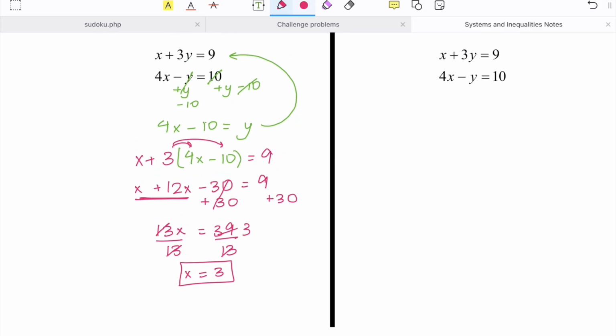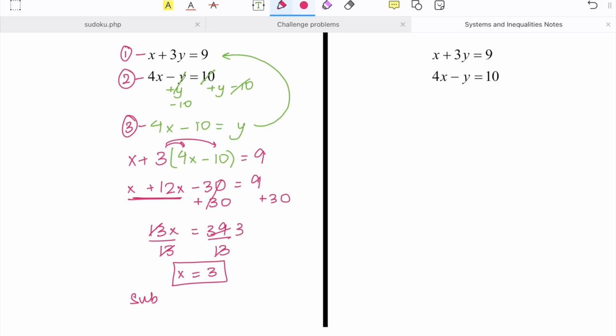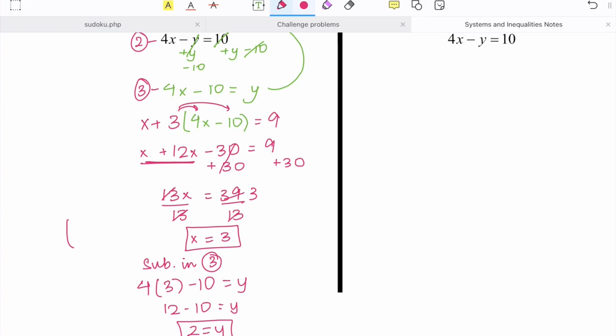Now to figure out my y value, I can either put it in my first equation or second equation, or this equation even, the third one. So let's just put it in the third equation, substituting in 3, because I've numbered it. 4 times 3 minus 10 is equal to y. 12 minus 10 is equal to y. So 12 minus 10 will be 2, y is equal to 2, and that's my answer. 3, 2. You can write it like this or like that, doesn't matter. Or you can write both of these. Make sense? Okay.